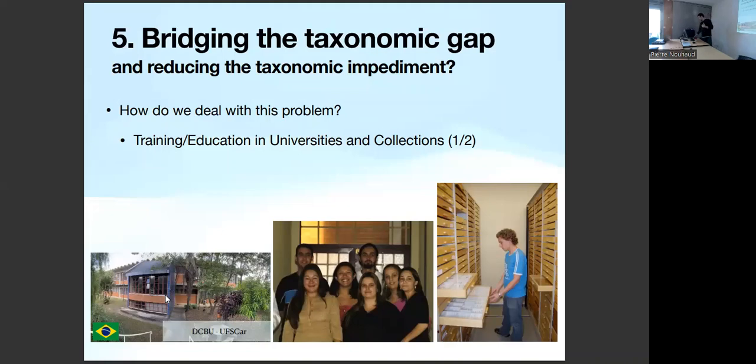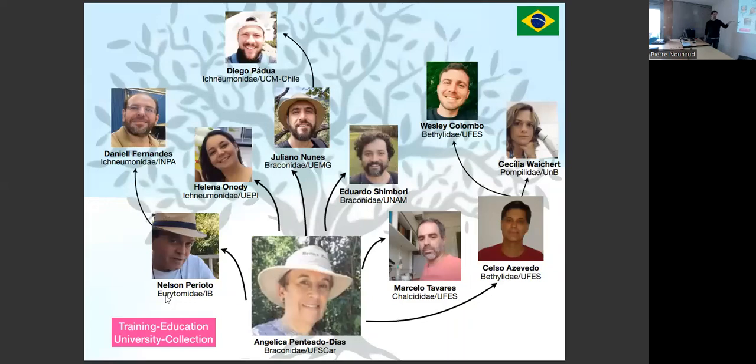So I was thinking about it, and I drew this network of people who are all PhD doctors studying the taxonomy of parasitoids right now, and they are all related to Angélica Penteado Dias, who was one of the first people to start studying parasitoid wasps in Brazil. The major thing I want to show you is that if you see this, you say, okay, in Brazil there are plenty of taxonomists, right? This is the first impression, but if you look more closely, you see that the lowest people are the first generation.